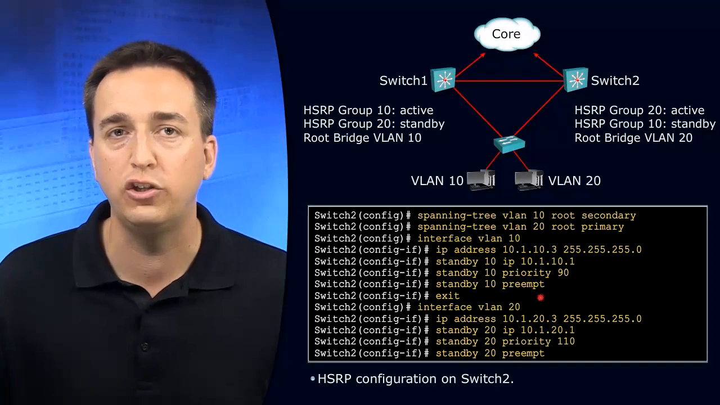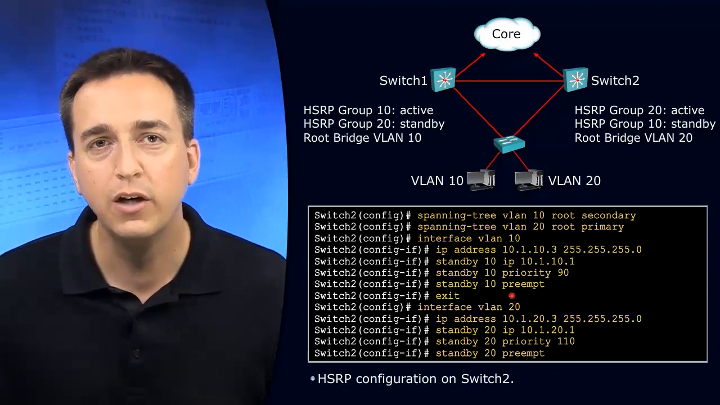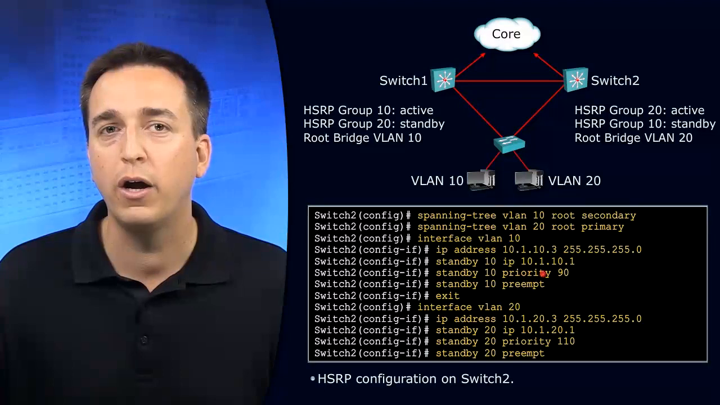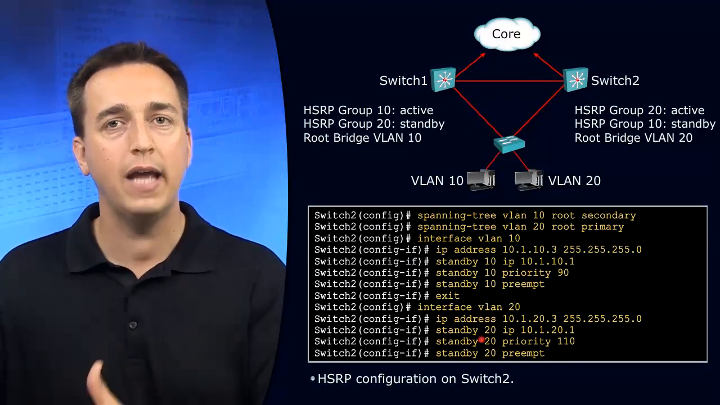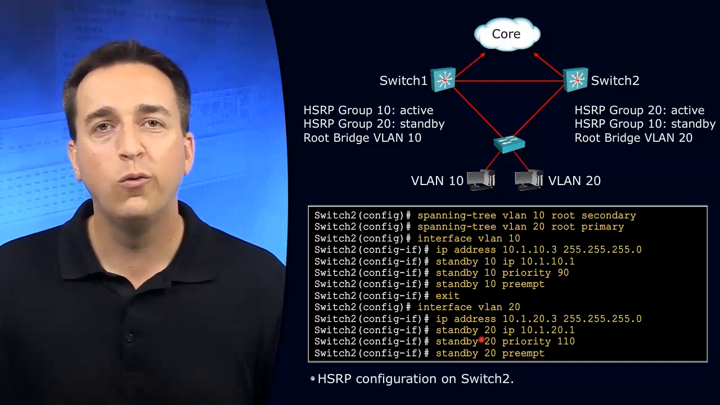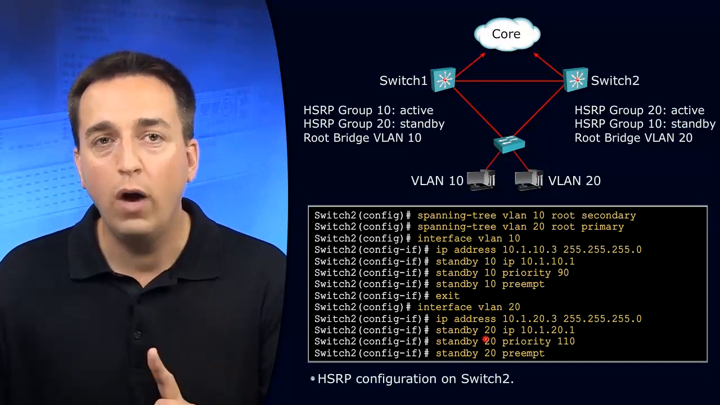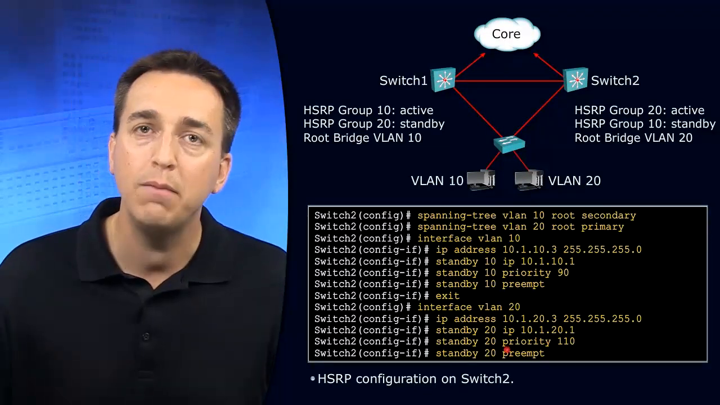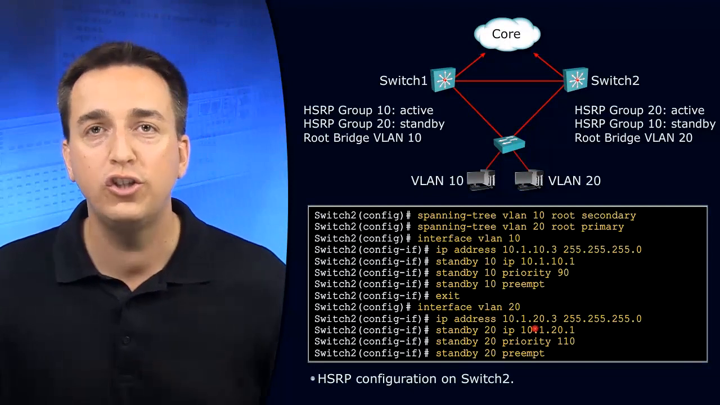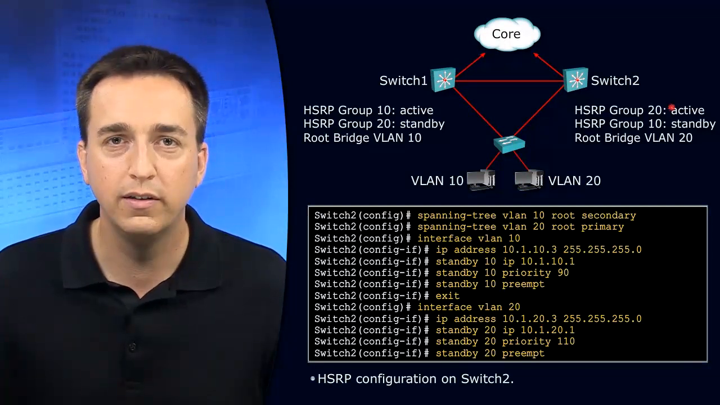Well, if we examine switch 2's configuration, we'll see that the configuration is reversed for the groups. Notice how standby 10 has a priority of 90 now, and standby 20 has a priority of 110. Why are we doing this? Well, by giving group 20 a higher priority on switch 2 and enabling preemption, it will force switch 2 to be the active forwarder, so we've accomplished our goal.